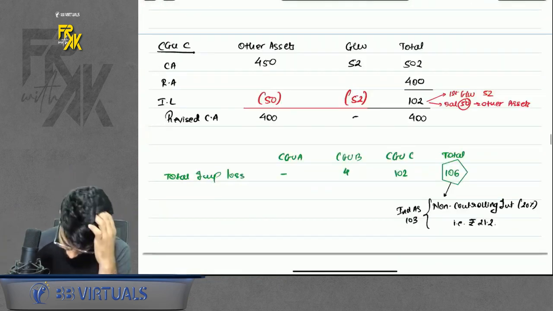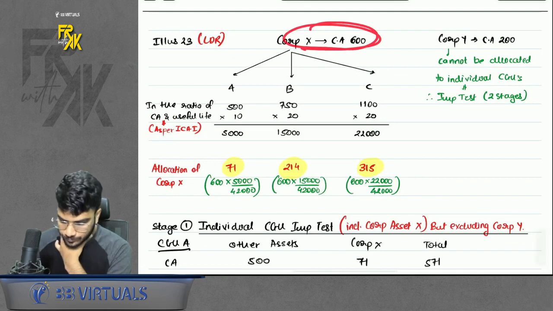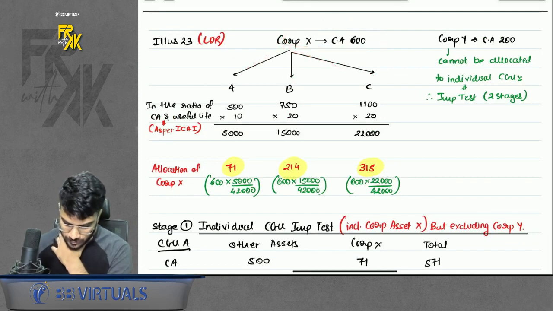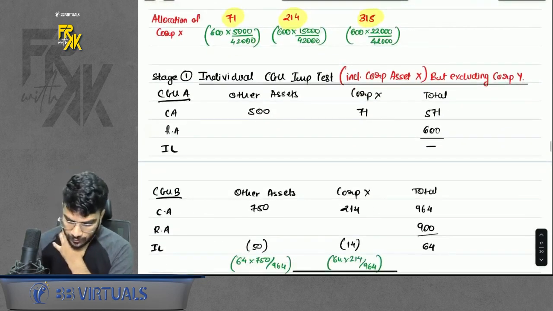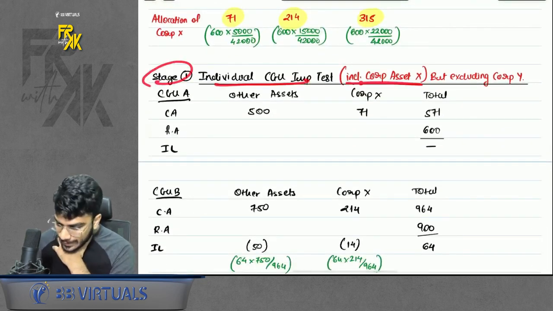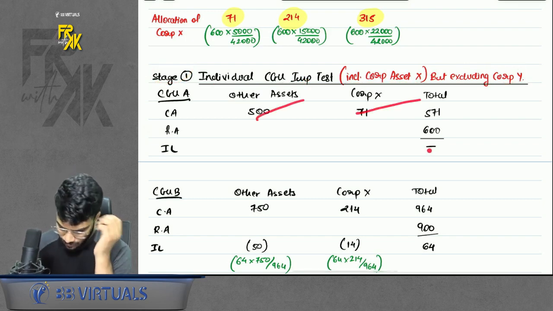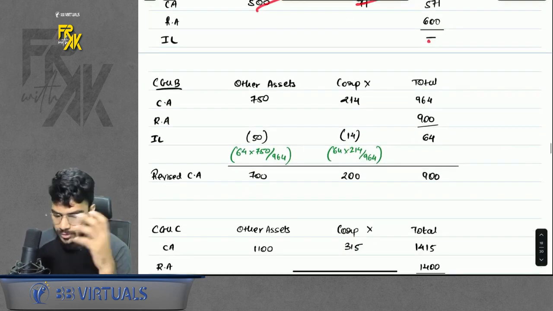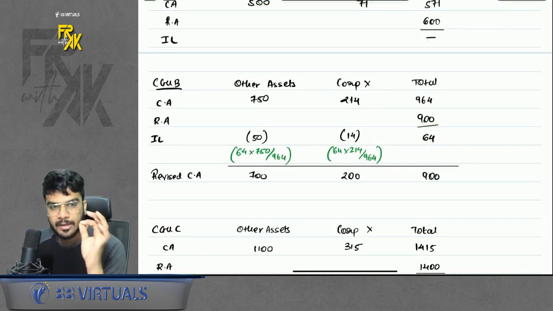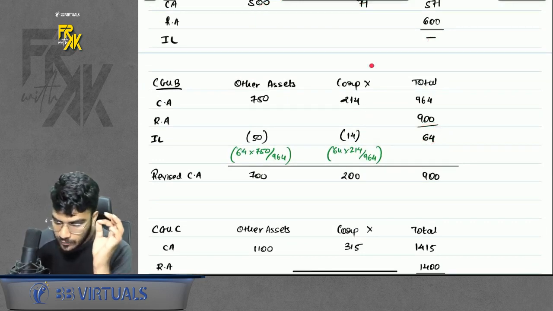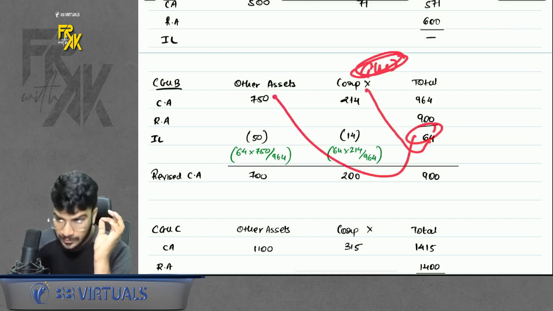So how do we do it? It is very simple. Where is my illustration number 23 here? I allocated X among A, B and C in the ratio as we discussed. Then we did the stage 1 individual test including X but excluding Y. Why are we including X? Because it can be allocated. So we did the testing. Do remember, if you get any loss, do not allocate the whole loss to only the corporate asset. Here it is not goodwill. So whatever loss you get, you will allocate between the corporate asset as well as the other assets.